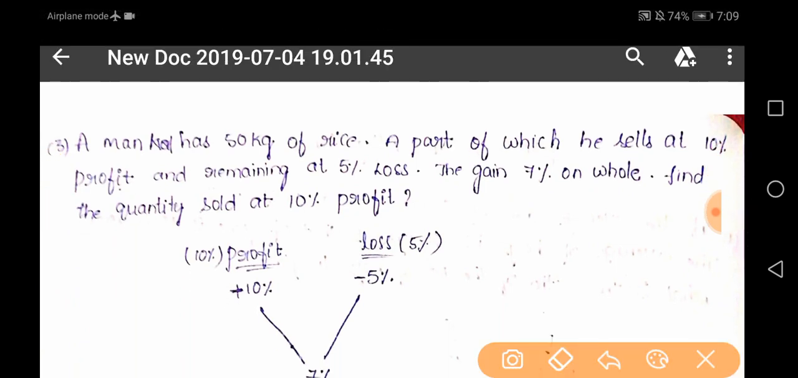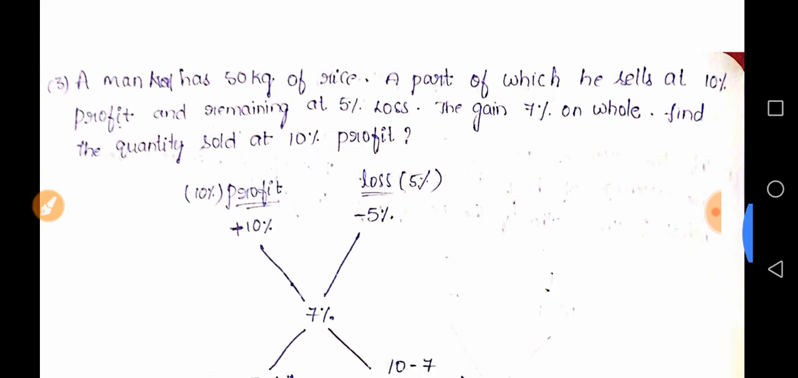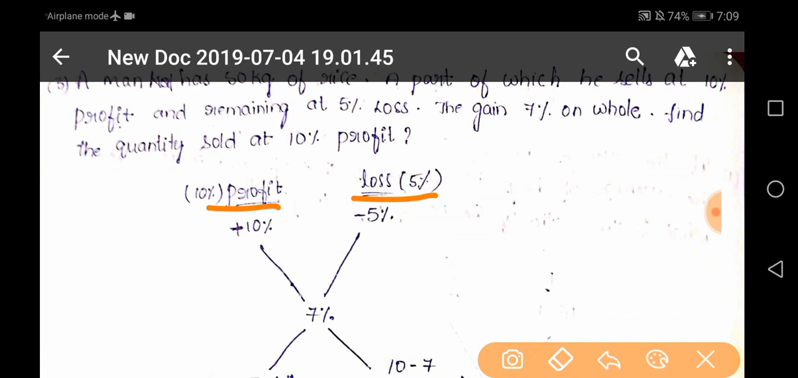And here we have another problem. A man has 50 kgs of rice, a part of which he sells at 10% profit, and the remaining at 5% loss, okay? But overall, on the whole, he has gained 7%. So we have to find out the quantity which was sold at 10% profit. So here see what they have given, profit and loss, right? At 10% profit, and 5% loss.